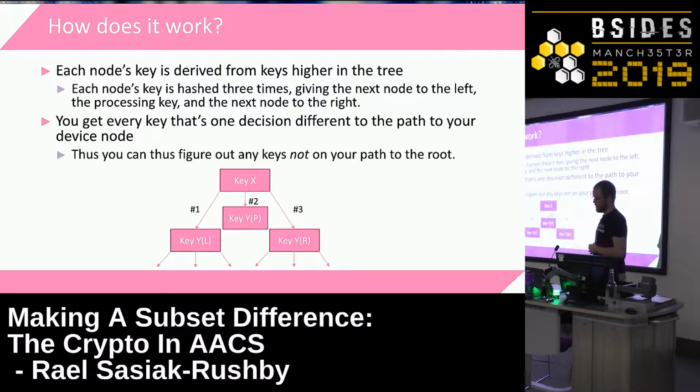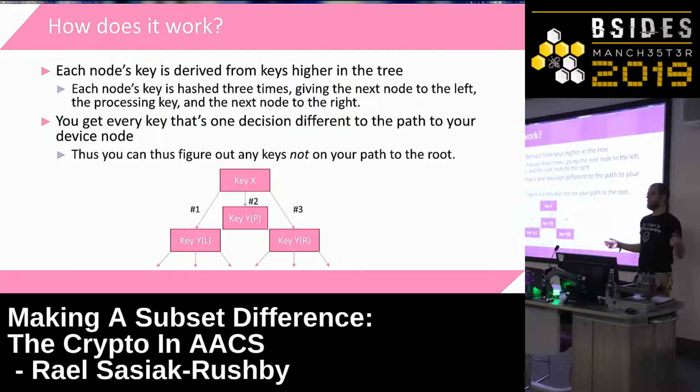Let's already get into the crypto on that. So what do I mean by that? Well, each node's key is derived from a higher key in the tree. Right, so when we had a node, you can figure out any of its subnodes, any node that comes down from it, because basically you hash it 3 times and you get left, processing key, and right. So if you have that key, you can get to the left, right, and the processing key. If you have one of those keys, you can get to any keys below it, and that kind of funnels down. And that allows you to get any key that you've got a parent of.